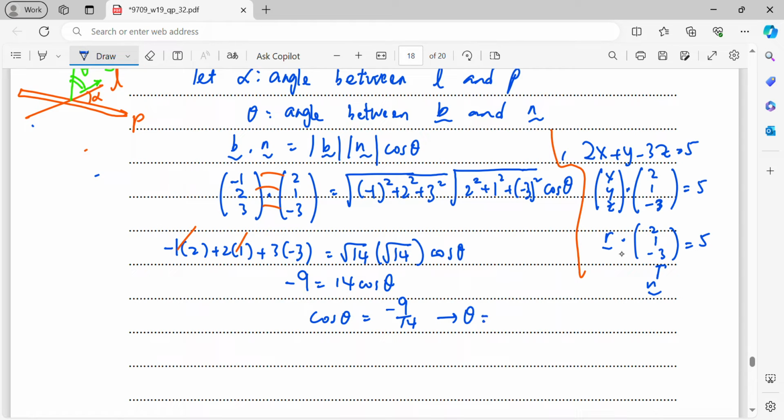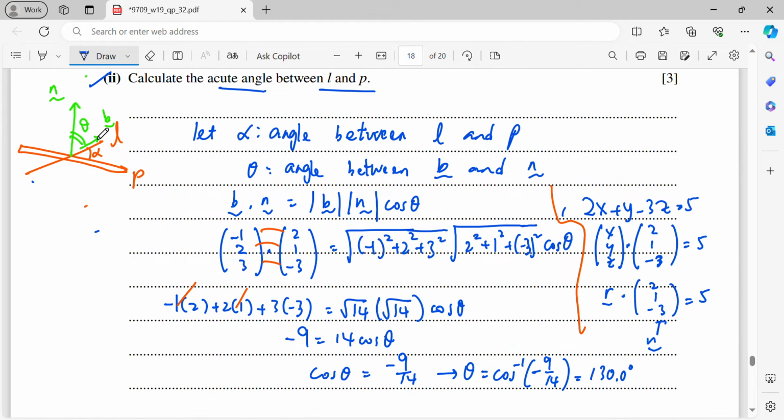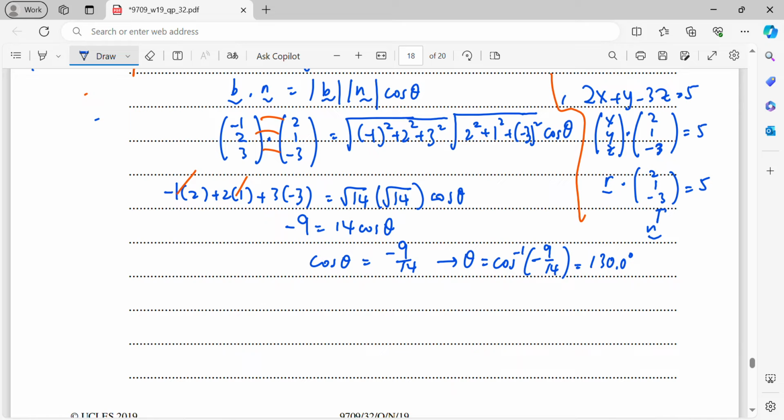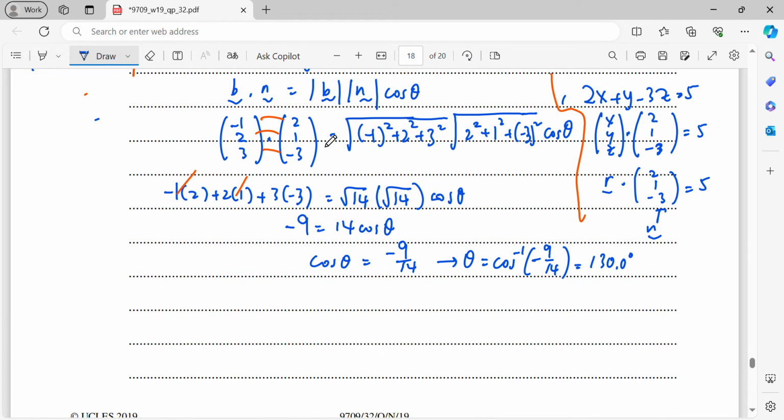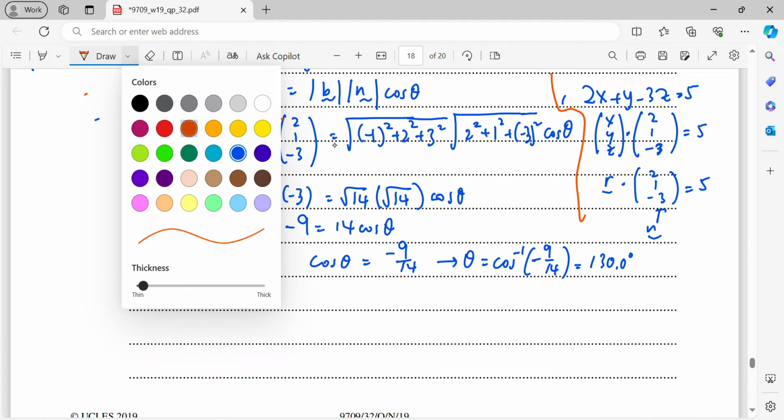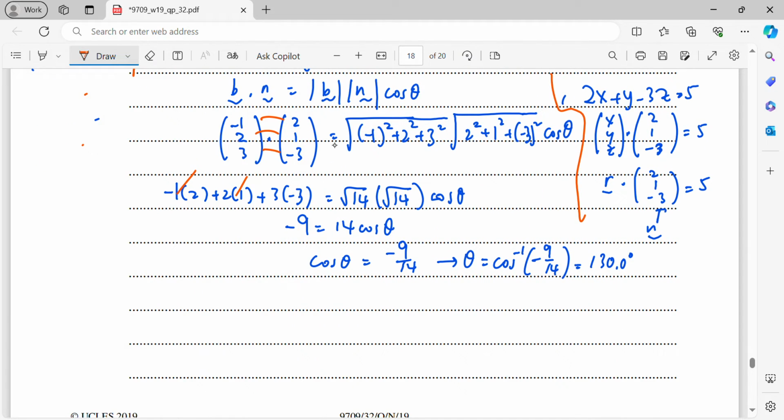Therefore, my cos theta is minus 9 over 14. Hence, my theta is inverse cos of negative 9 over 14. That is 130.0 degrees. Right? So, I found my theta value. Which means my diagram shouldn't be like this, because if I refer to this diagram, the theta is between 0 and 90 degrees. So now my diagram is supposed to be like this.